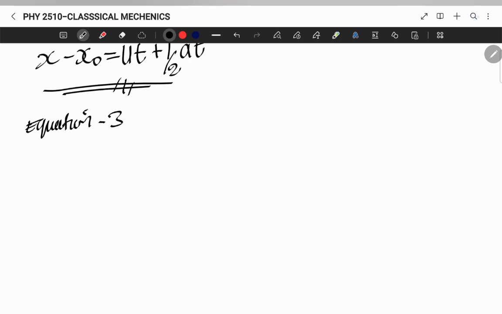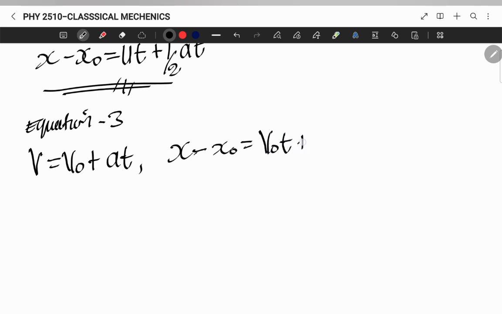So as I told you, the other equations come from these two, so I'll write them here. So v is equal to v naught plus at. The other one which we've derived also is x minus x naught is equal to v naught t plus half at squared. All right, so we'll begin with this equation.